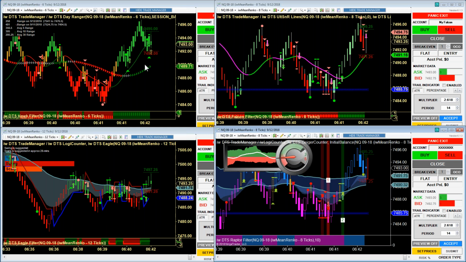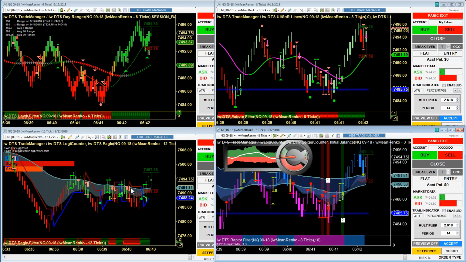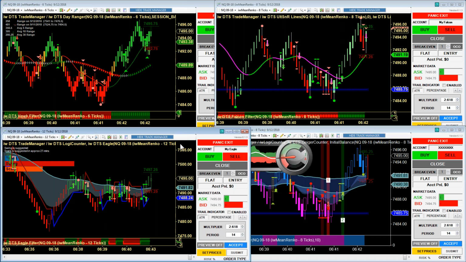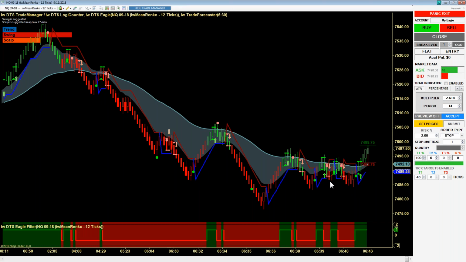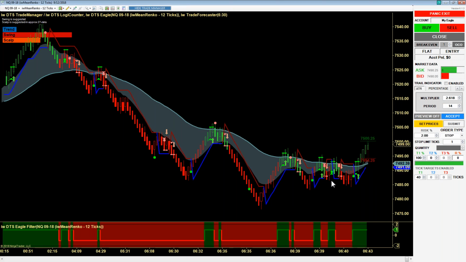Right, well, we got another first micro macro cross now here on the hawk. Technically a rule of three here on the eagle. 1, 2, 3 signals, counter trend. And we are looking at a test of the extreme. So the eagle definitely looking more bullish.